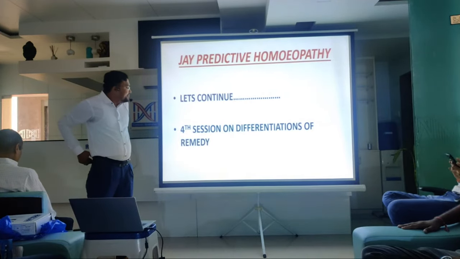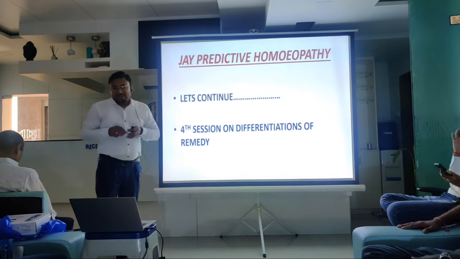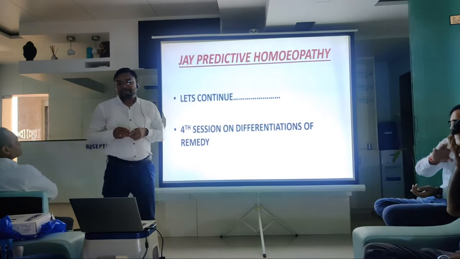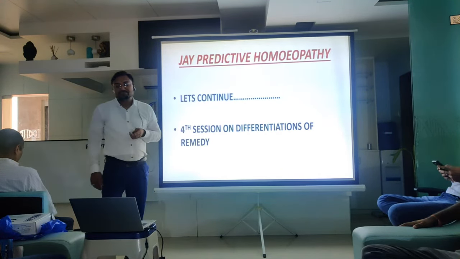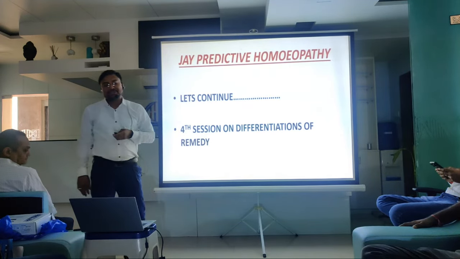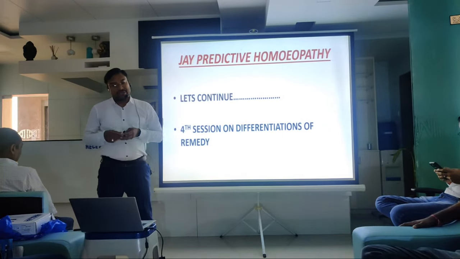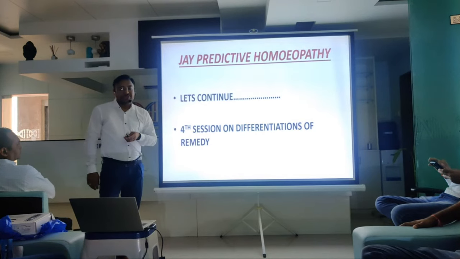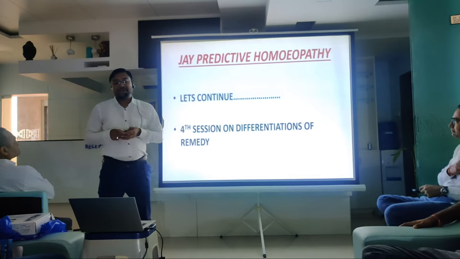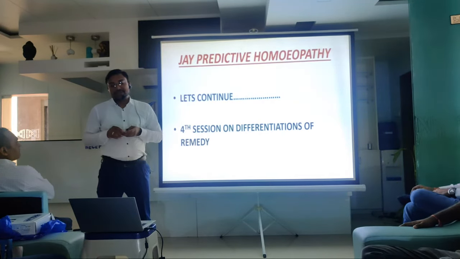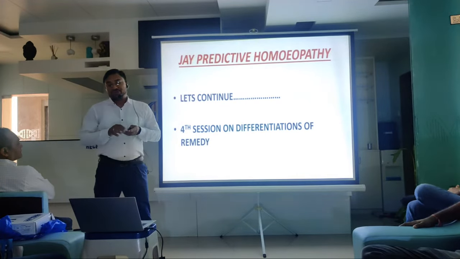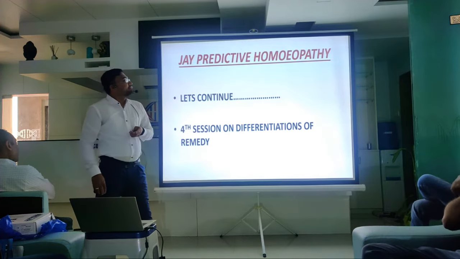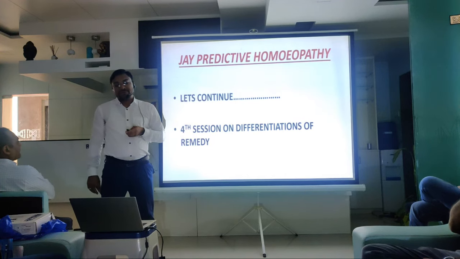So let's continue our session on differentiation of remedies. Up till now, within three sessions, we have taken in differentiation the entry points, what we can prescribe, especially in acute cases and in chronic cases, what we have to look into. We also discussed the base of prescription, what points we have to consider. We also discussed the entry point as a dominant trait, and from the history, the journey, we arrived at the trimiasmatic concept. We also discussed the side, the dominant brain, the side of the remedy, and what it helps in differentiation.